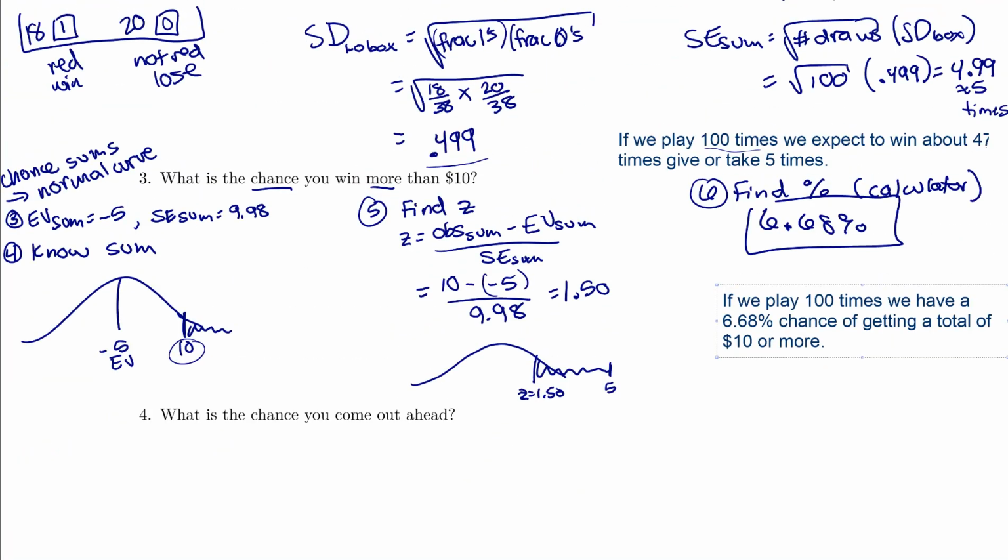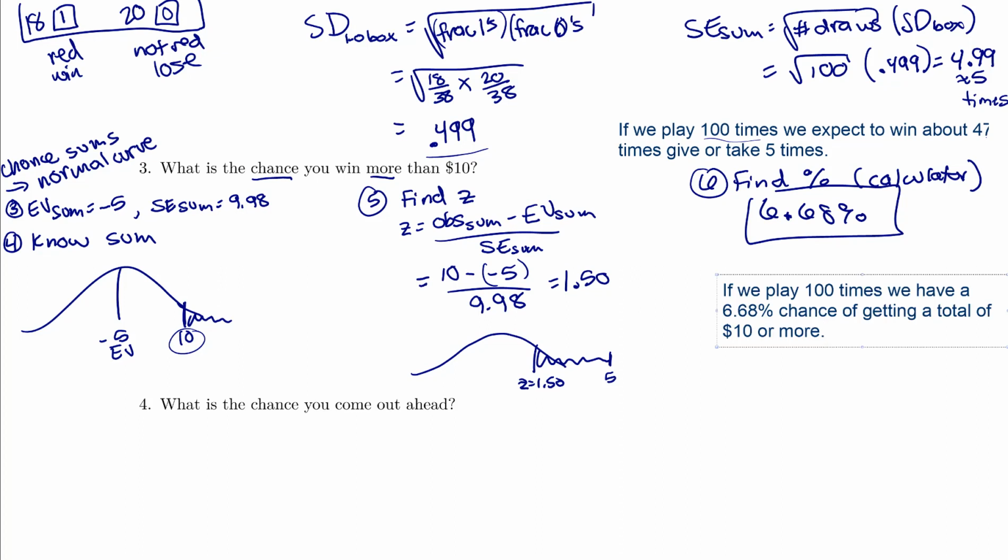Let's see, number 4, very similar, but it says, what is the chance that you come out ahead? So again, chances for sums, for totals, means we have to use our normal curve. Okay, coming out ahead tells me I'm trying to find the chance that the sum is greater than 0. Coming out ahead means that you're greater than 0. So again, looks like I'm looking at my total amounts. I'm using the information that we found in number 1. Okay, so same expected value of sum, standard error of the sum, so we can skip straight to step 4 where we know the sum and we're looking for chances.